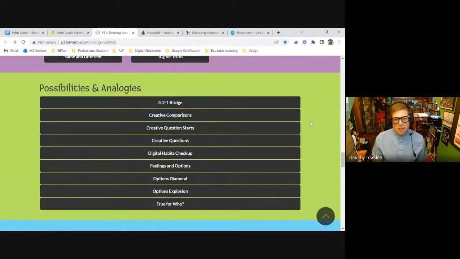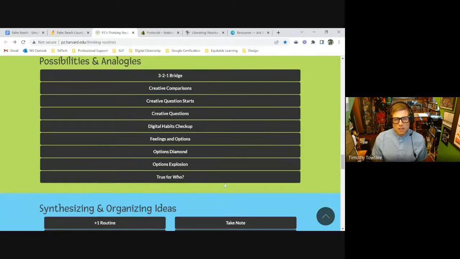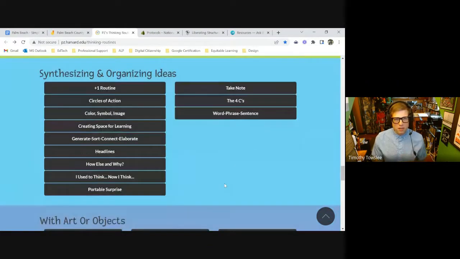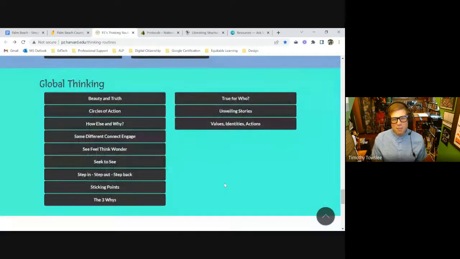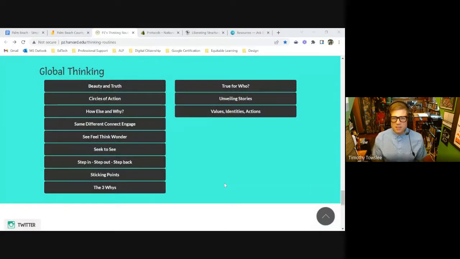And then, of course, exploring things that we don't know, like what is the future going to look like? There's some possibilities and analogies that you'll find here. And then putting it all together through synthesis. Sometimes we're looking at just different images or objects, and then come back to the global thinking that ties into citizenship. So there's lots and lots of these.